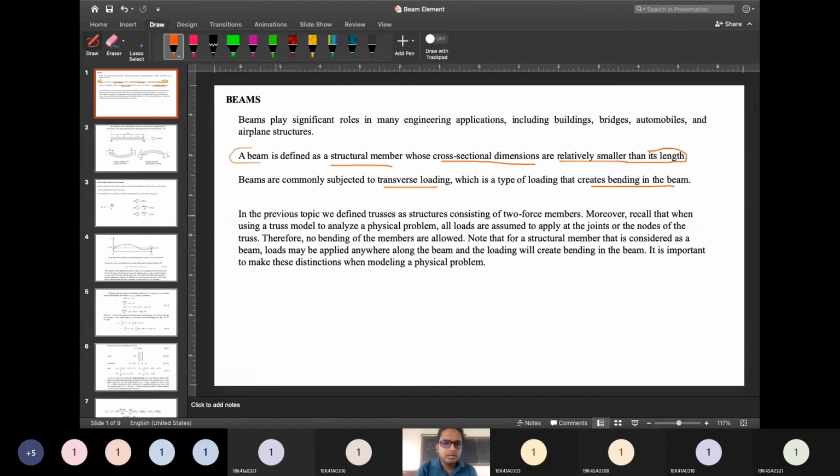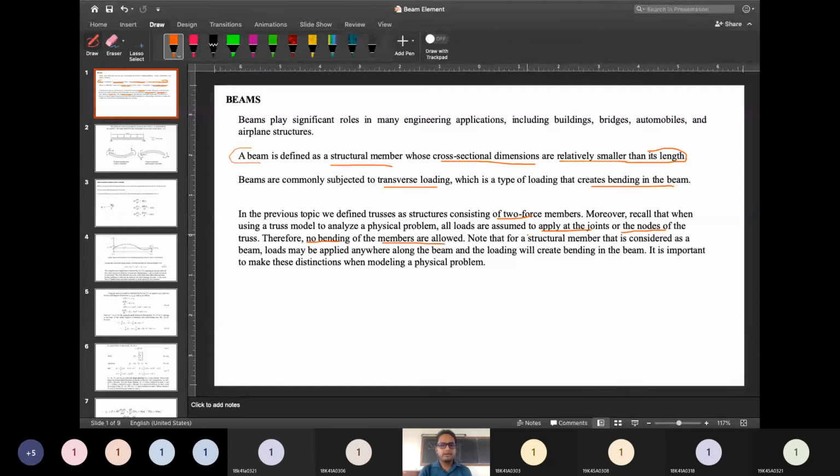So let's see here. In the previous topic, we defined trusses as structures consisting of two-force members. Moreover, recall that when using a truss model to analyze a physical problem, all loads are assumed to apply at the joints. That is one more point. When we were studying the truss element, you saw that all the loads are applied only at the joints, or you can say the nodes of the truss. Therefore, no bending of the members is allowed.